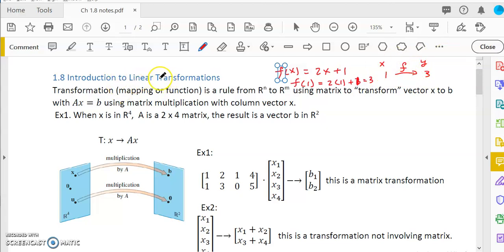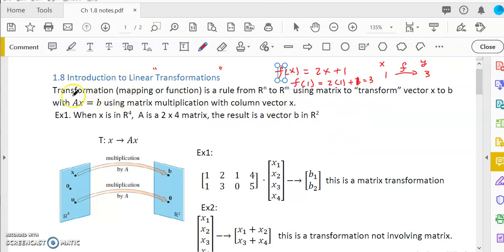Before we talk about linear transformation, a transformation is another term for function, but the input is not one number, the input is a vector. A vector like x1, x2, x3, a vertical vector, like a column vector.